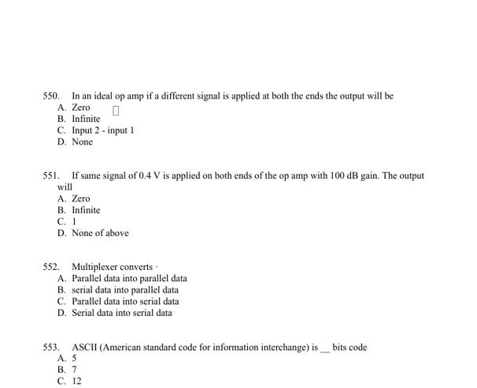In an ideal operational amplifier, if a different signal is applied at both ends, the output will be infinite. If the same signal is applied on both sides of an operational amplifier with 100 decibel gain, the output will be 0. A multiplexer converts parallel data into serial data.